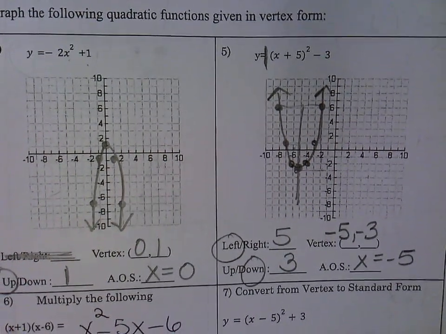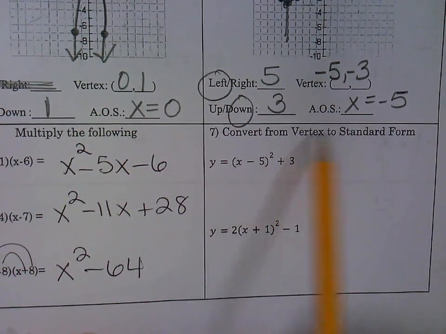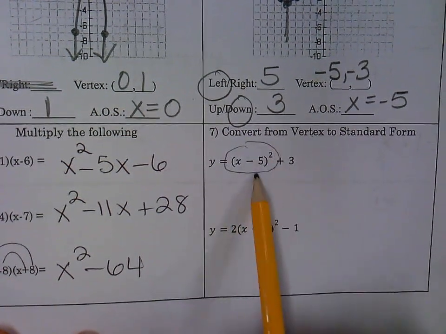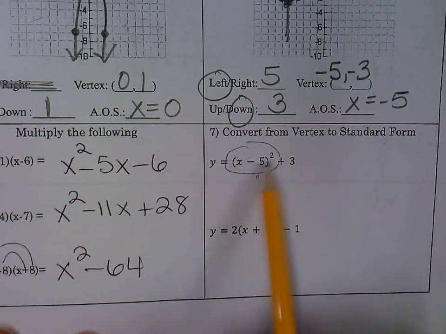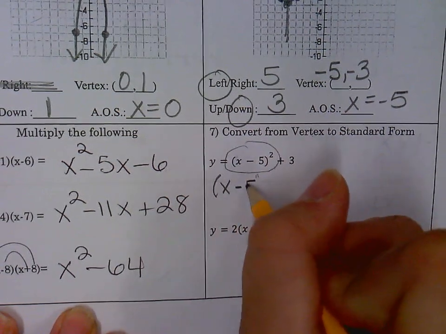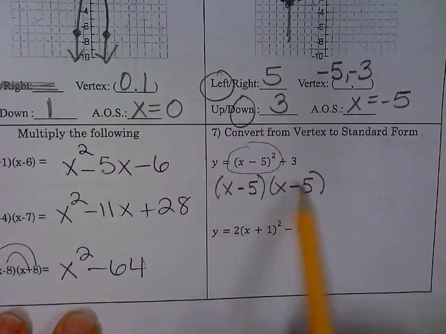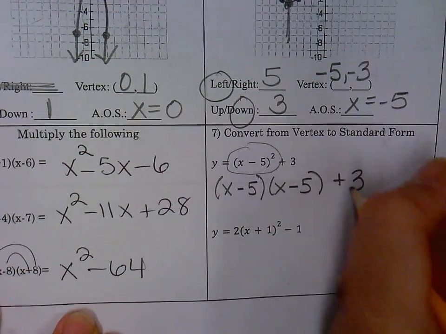So let's practice multiplying once together here. This one, you're multiplying to go from vertex into standard form. And remember, when you multiply a binomial, you can't just distribute the squared. This is not x squared plus 25. No, no, no. This is x minus 5 times x minus 5. Use FOIL or the box method to get that answer, and then add 3 at the very, very end.